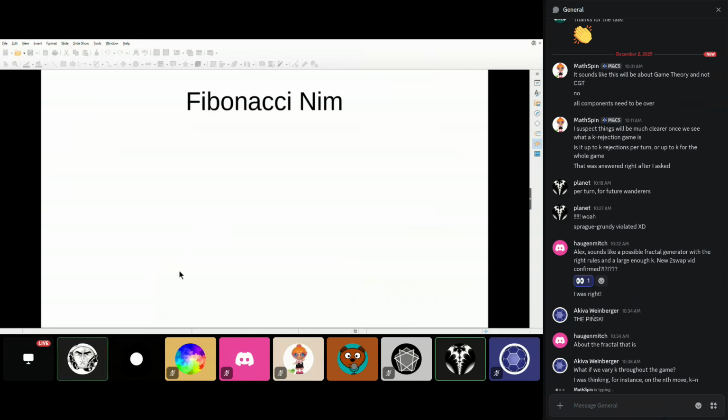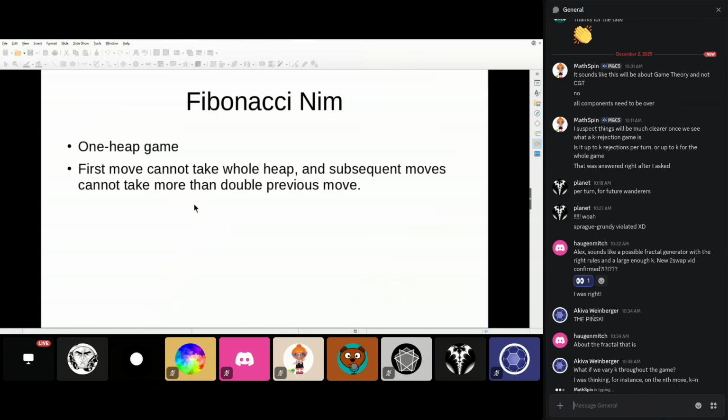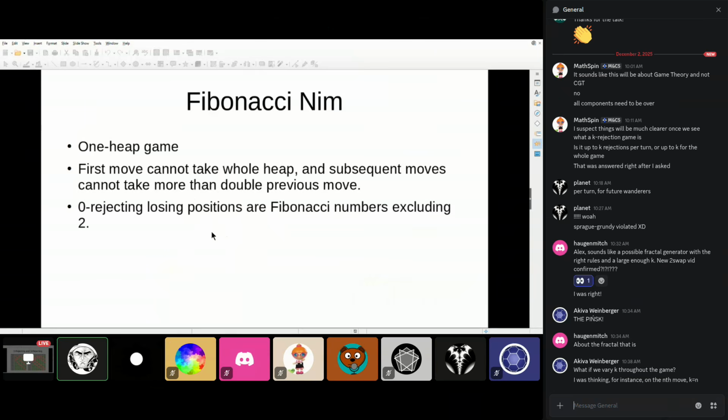I also looked at Fibonacci nim, just an example of how this might affect other slightly more complicated games. As a refresher, it's a game played with a single heap of tokens, where the first move isn't allowed to end the game immediately, and then after the first move sets the stage, each subsequent move can't take more than double the number of tokens that the previous move took. And why this is called Fibonacci nim is because in the standard case, Fibonacci numbers are the losing positions.